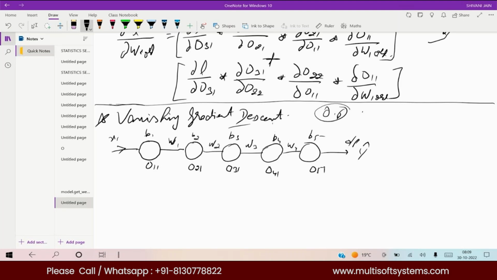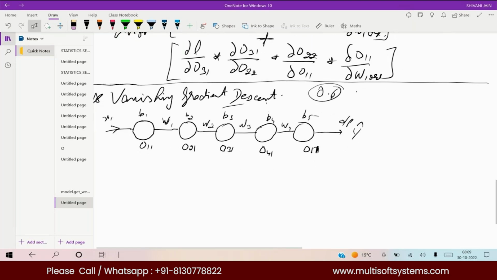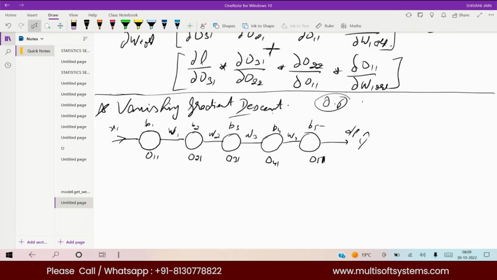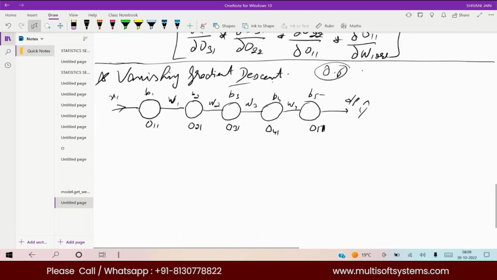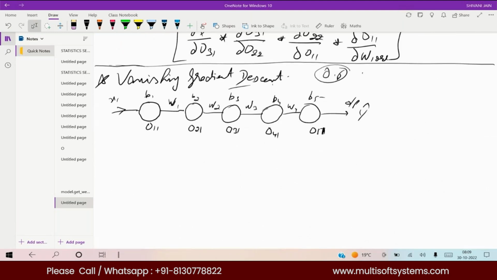Is it clear till now? What we have done is a neural network, but this is deep. As of now, we were discussing only smaller ones, where we have one or two hidden layers. But in this case, I have this many hidden layers. Now, I want to update this W1 after my first iteration.